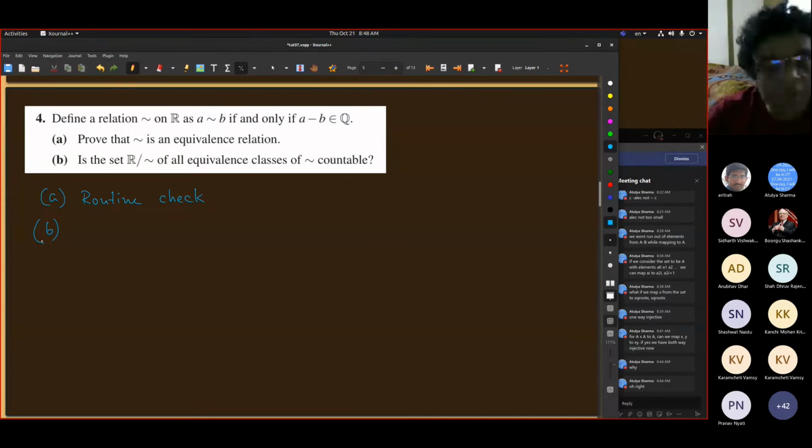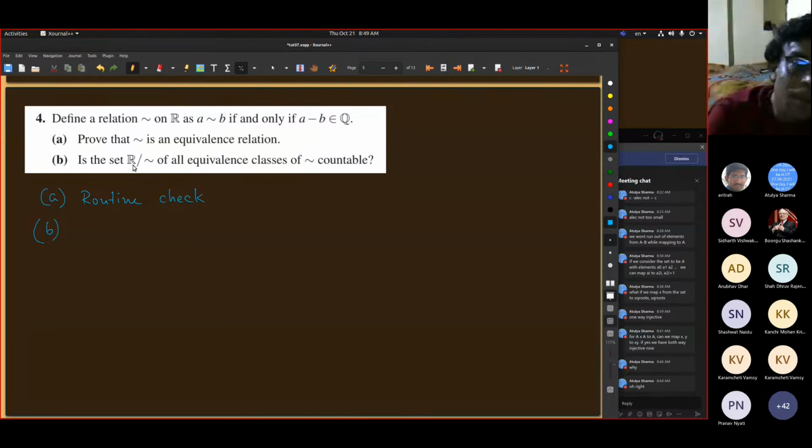The second question is, if I look at the set of all equivalence classes of this relation, is that set countable or not? Sir, not countable. Why? Sir, we take the representative of each equivalence class as the fractional part of a real number which lies between 0 and 1, 0 closed, 1 open. Then all those real numbers which have the same fractional part as the representative will be included in that equivalence class.